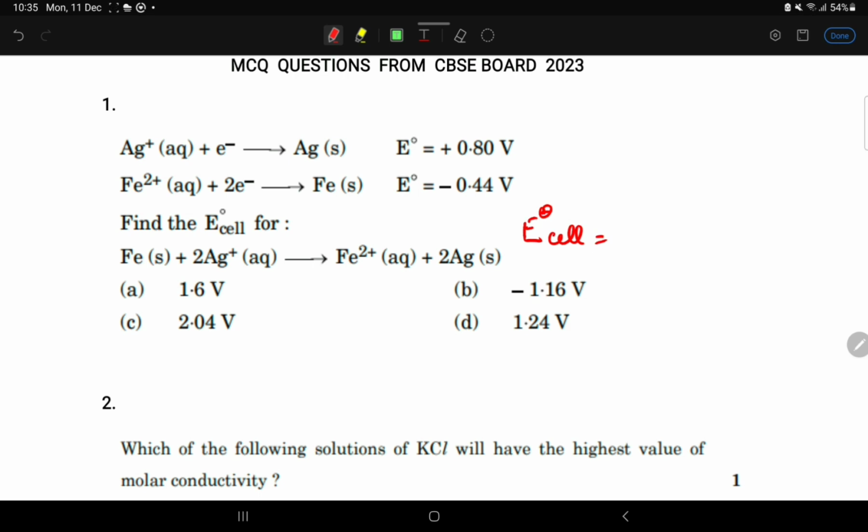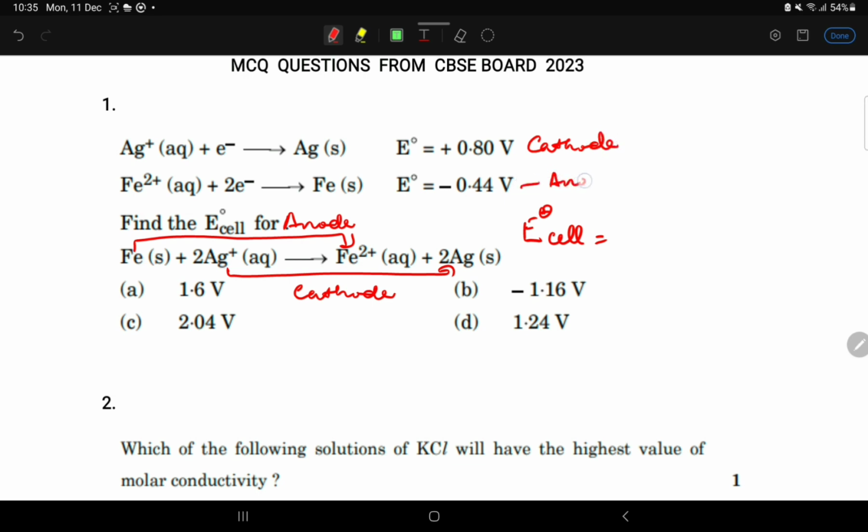Here, the cathode will undergo reduction and anode will undergo oxidation. So, Fe is changing to Fe2+, that's the anode, and Ag+ is changing to Ag, that's the cathode. Also, we can understand from the values, higher E naught value means that will act as cathode, and lower value means that will be anode. So, cathode minus anode means 0.80 minus 0.44. So, when we add, we will get 1.24 volt. So, our option is D.